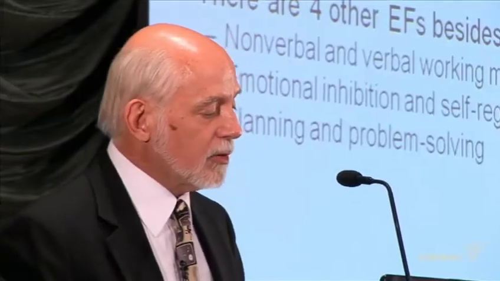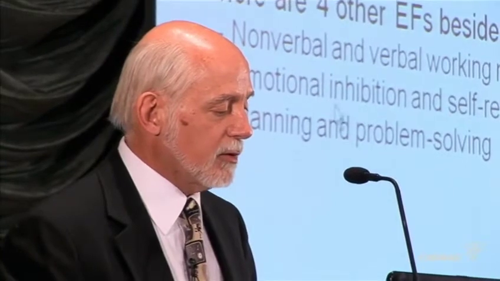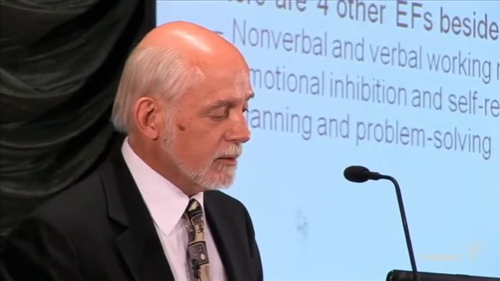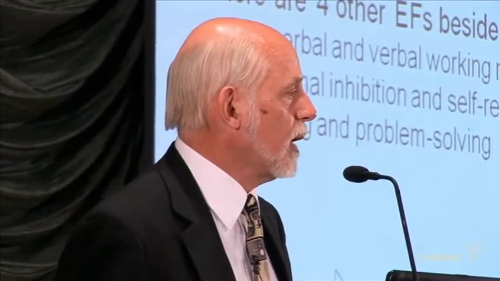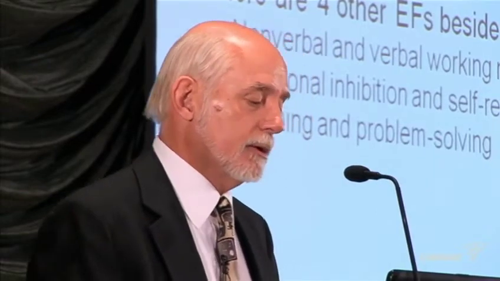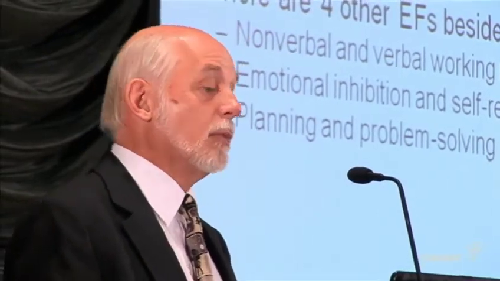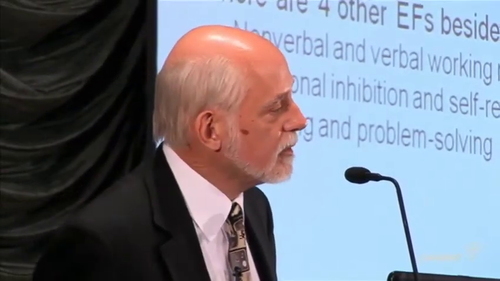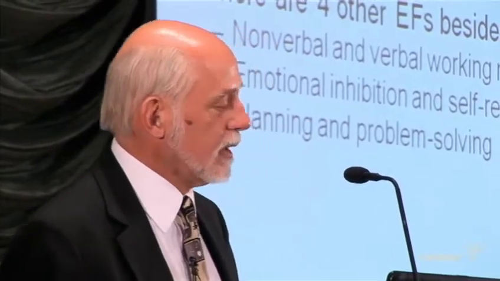So it's a hierarchy. Think of it as a pyramid. The first one begins at 3 months of age, and right along with it comes the second. And that is inhibition and the nonverbal system. Now, neuropsychologists have labeled these by these useless terms that you see here. Nonverbal working memory, what the hell is that? Verbal working memory. Emotional inhibition, that's a little more obvious. Planning and problem solving, what is that?